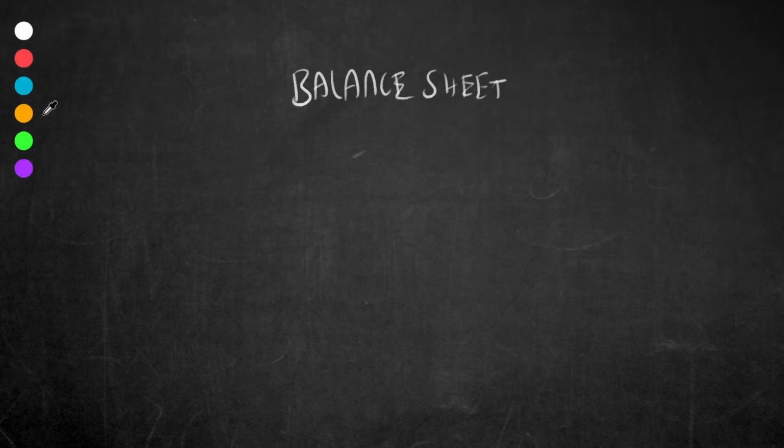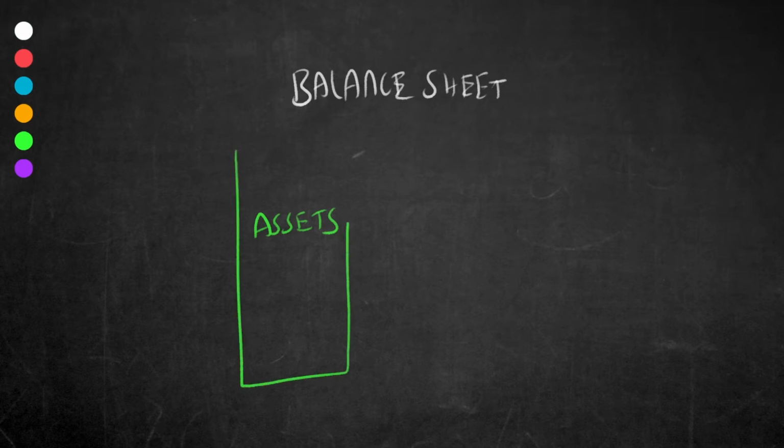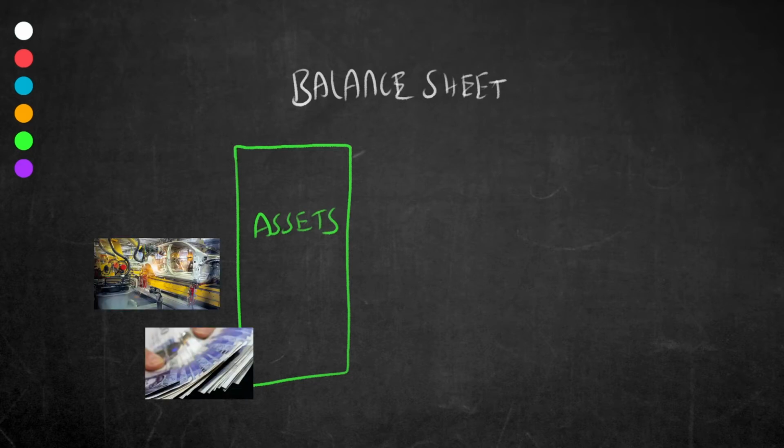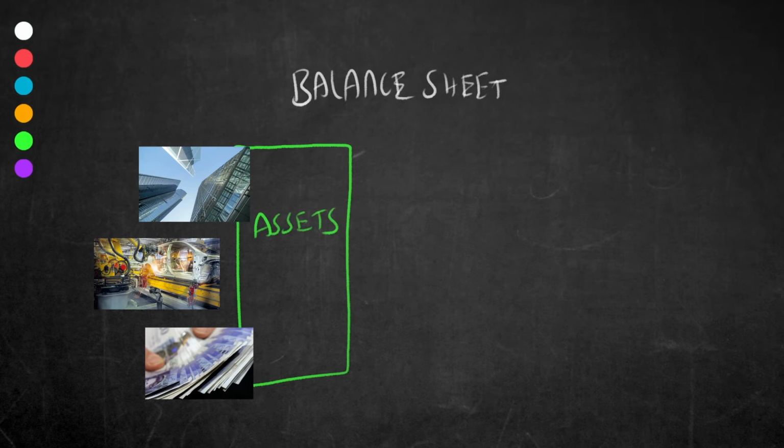So what makes up a balance sheet? First of all, we have assets. This is one of the components of a balance sheet. An asset is what a company has. It's what a company possesses. For example, cash in the bank, equipment, property. This is what a company actually has. Then we have liabilities.